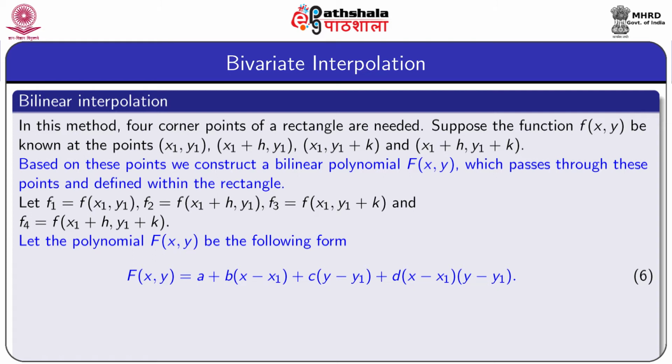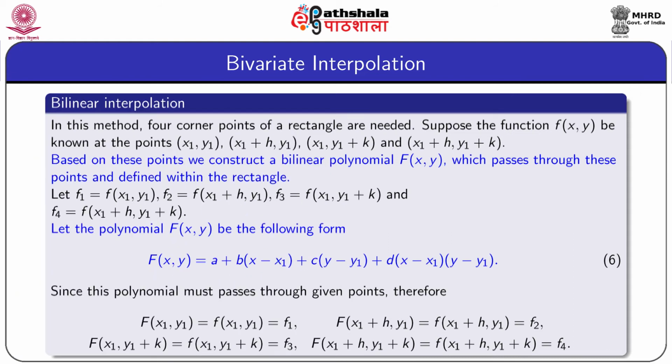Note that polynomial 6 is a surface in 3-dimensional space. Now our problem is to find the values of a, b, c and d. This polynomial must pass through the given points. That means capital F of x1, y1 equal to small f1, capital F of x1 plus h, y1 equal to small f2, capital F of x1, y1 plus k equal to f3, and capital F of x1 plus h, y1 plus k equal to f4.